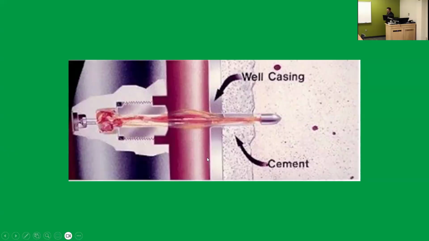This is how it looks. As you see, the bullet is pretty sizable, and it's going to take a big portion of the tunnel. You have to shoot through the casing, the cement sheath, and then as far as you can into the adjacent rock formation. It's fairly easy to understand how it works.